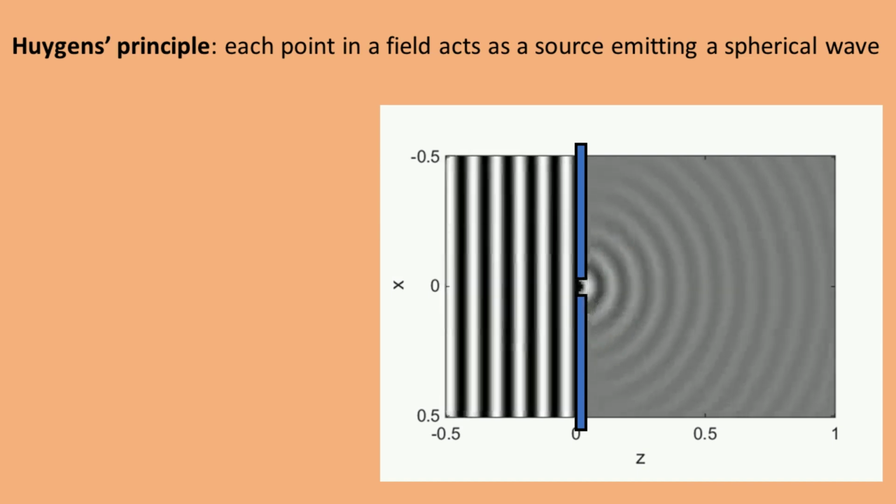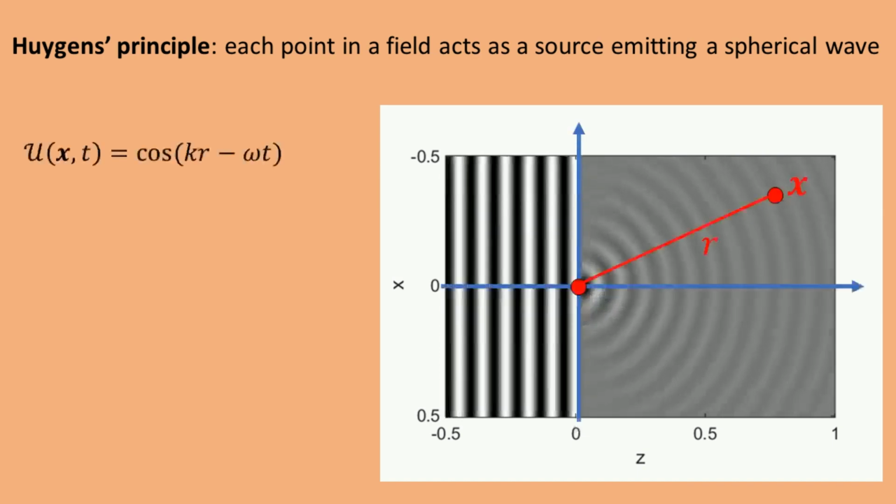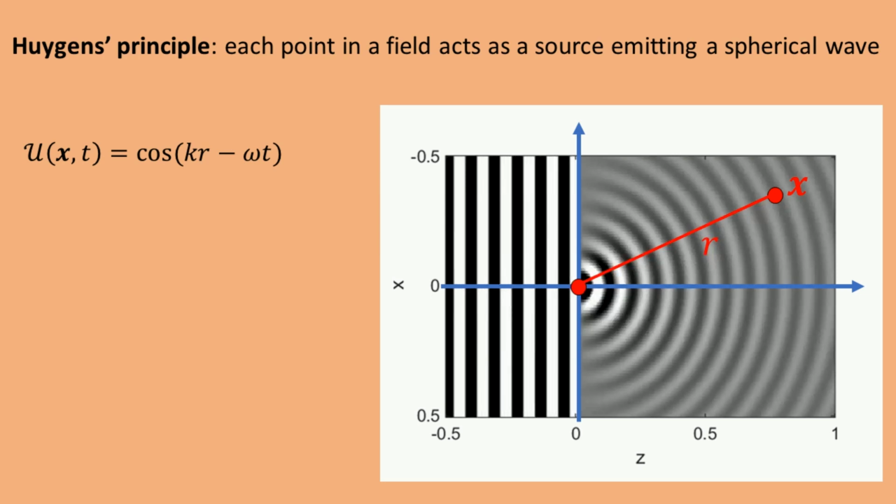How can we describe this wave mathematically? A field with spherical wavefronts can be described by cos(kr − ωt), where k is the wave number 2π/λ, r is the distance from the point source to the observation point, ω is the angular frequency, and t is the time. However, when we increase the contrast of the image, we see that the amplitude of the wave decreases with distance, so we include another factor 1/r.